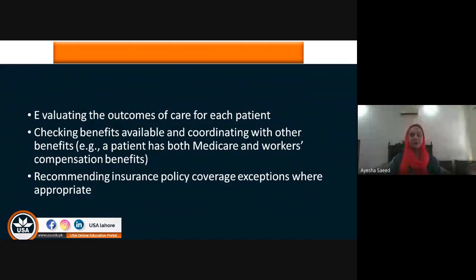Evaluating the outcomes of care for each patient, checking benefits available and coordinating with other benefits. If a patient has both Medicare and workers' compensation benefits, they will be checking back and forth so that the maximum benefits are achieved by the patient and the outcome of the care is effective, and recommending insurance policy coverage expectations where appropriate.